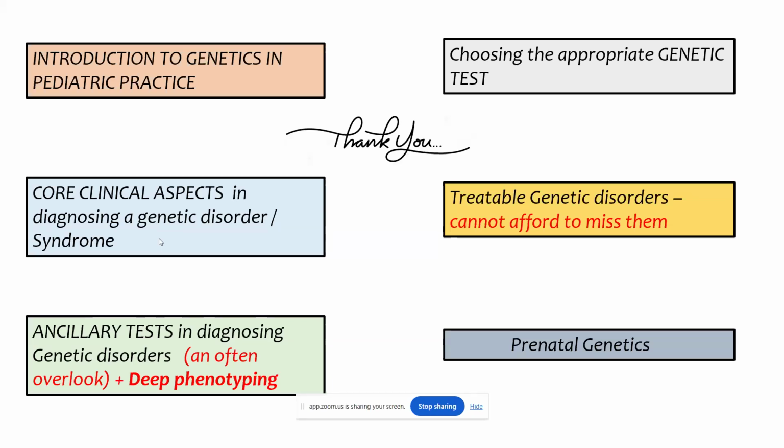After that, you'll have ancillary tests. We often forget about ancillary tests like enzyme assays, metabolic workup, neuroimaging, MR spectroscopy. They aid in deep phenotyping. Then a few more lectures which include genetic testing, which one to order, also a few treatable genetic causes, and finally prenatal genetics.